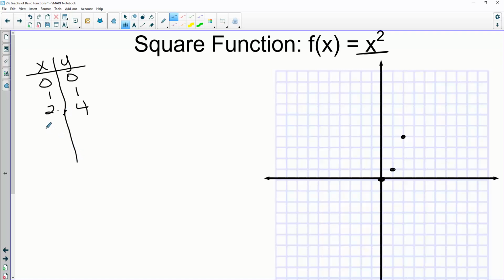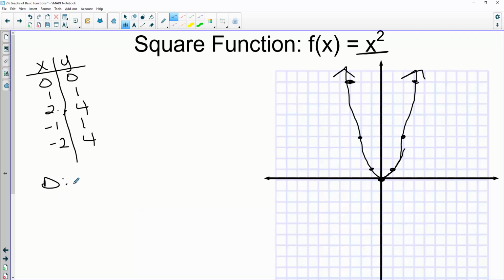Okay, let's try negative 1, negative 2. Negative 1 squared is 1. Negative 2 squared. All right, could we do more if we wanted to? Absolutely. If you did 3 squared, that's 9. Negative 3 squared is 9. You can always do more. So now I have a pretty good idea of my graph. So we have our nice parabola.